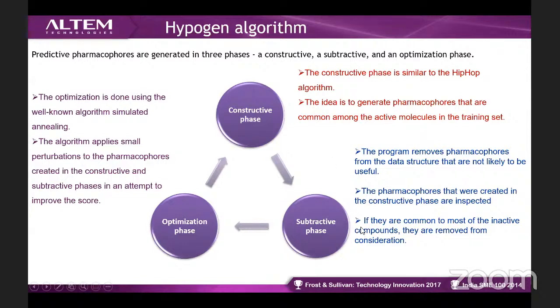Once those two things are finished, it moves to the optimization phase, where it will do a simulated annealing. By doing simulated annealing, the algorithm will try to improve the scores, and that's how you will be interpreting your results. It will try to obtain small permutations of the pharmacophores from the constructive and subtractive phases and help you improve the score of your hypothesis. So for any HipHop algorithm or HypoGen algorithm, this is the method that must be followed. It should construct, it should subtract, it should optimize.